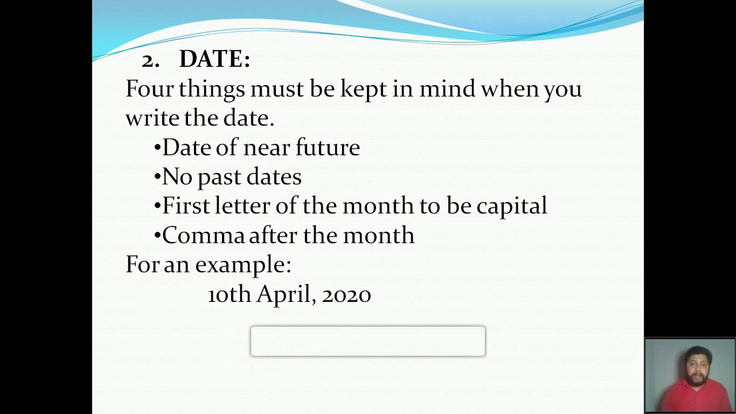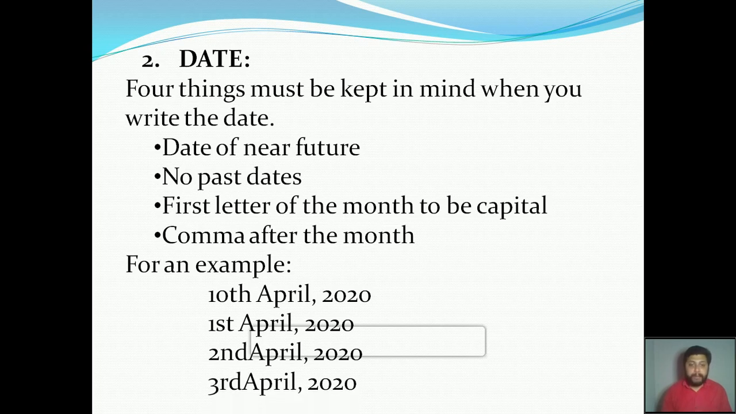See, after the name of the month there is a comma, and the first letter of the month, A, is uppercase, which means capital letter. And a few more examples: 1st April 2020, 2nd April 2020, 3rd April 2020. I hope you have got a very clear idea about how to write the letter, especially how to write the date when you prepare the letter.